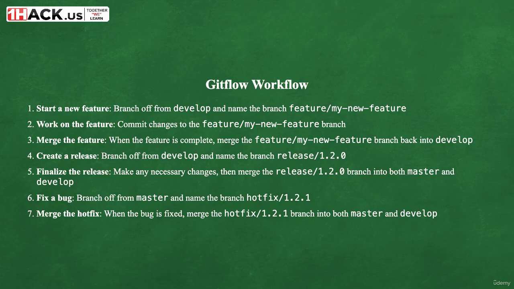6. Fix a bug. If a critical bug is found in the production code, the master branch, you'll branch off from master and name the new branch Hotfix 1.2.1. This allows you to quickly fix the bug without disrupting the main development process. 7. Merge the hotfix. Once the bug is fixed, you'll merge the Hotfix 1.2.1 branch into both the master and develop branches.